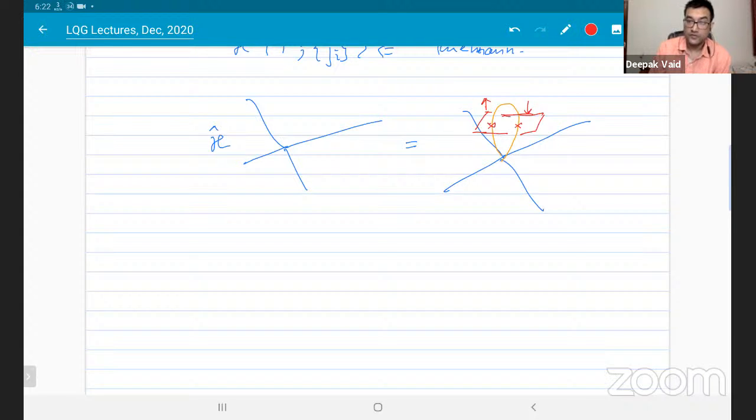Because the area has a sort of direction, which depends on the orientation of the edge when it pierces the surface. So these loops also have an orientation. These are oriented loops, and all the edges are oriented edges. So if you ask what is the effect on the area operator due to this Hamiltonian, you would get 0. Similarly, if you asked what is the effect on the volume operator, I think you would again get 0.